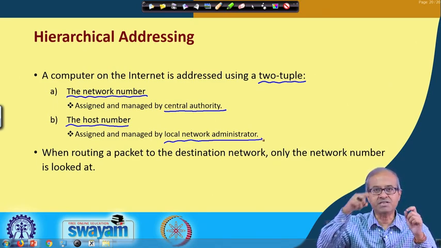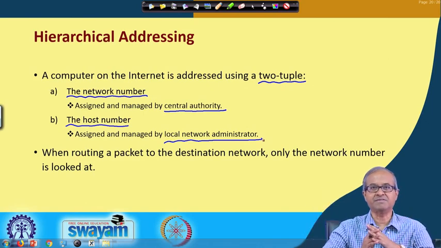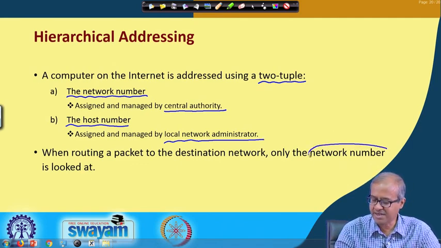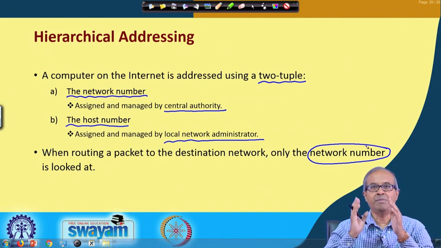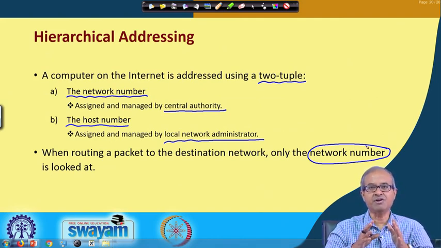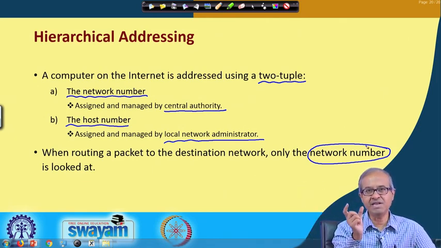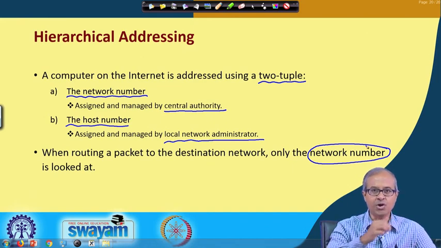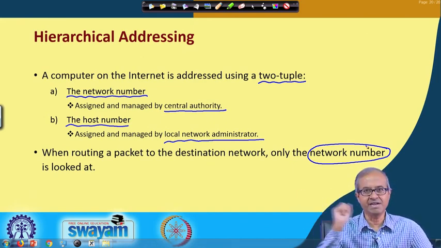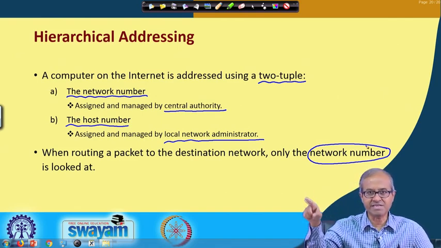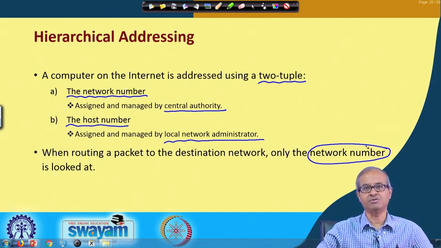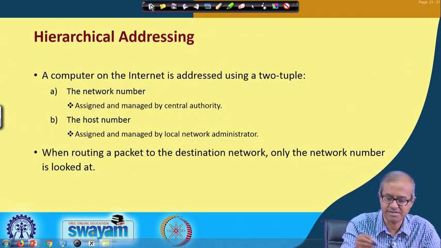And now, when the routers forward or route the packets, they do not look at the host part; they will only look at the network number part, because the first task of the router will be to send the packet to the correct network. So, only the network number is looked at, and once the packet reaches the correct network, the router of that network will receive that packet, and inside the network it will forward it to the correct host. This is how routing of the packet occurs.